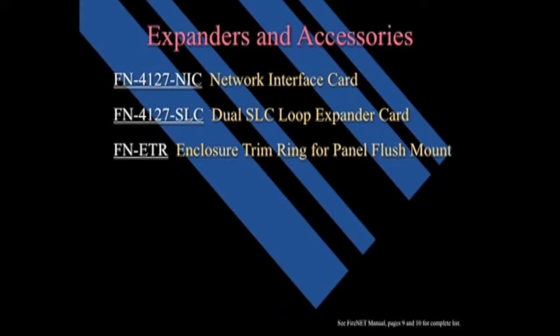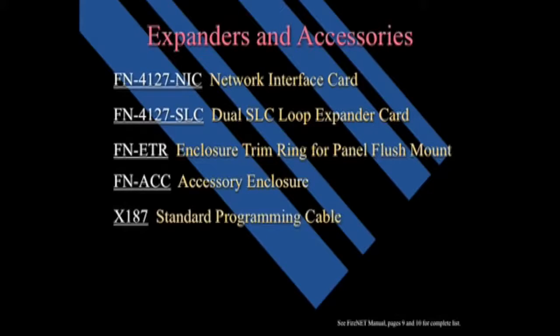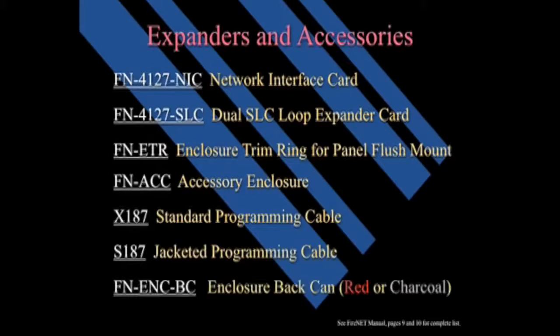The FN-ETR is the enclosure trim ring for the panel, so if you flush mount your panel, we have a trim ring that we offer for that. We also have a trim ring we offer for the network annunciator. The FN-ACC accessory enclosure, the X187 programming cable, the S187 jacketed programming cable, the FN-ENC-BC enclosure back can, also available in red or charcoal.